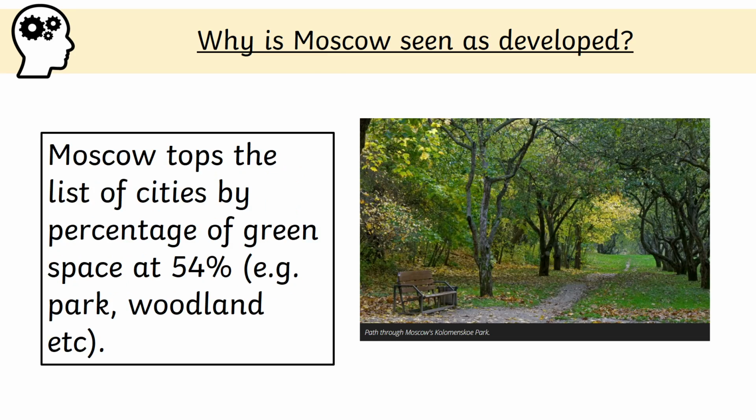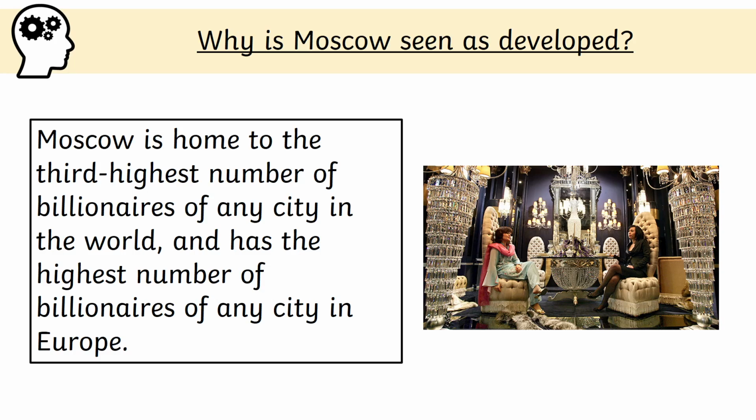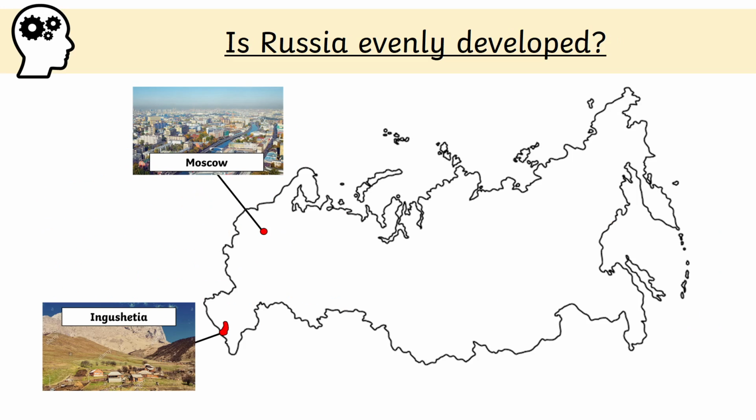Moscow tops a list of cities by percentage of green space at 54%. This includes parks and woodland. Moscow has an air quality score of 27 out of 300, compared to 224 out of 300 in Jinghong, China. If we look at the chart, we can see that 27 is counted as good air quality, but 224 is very unhealthy. Moscow is home to the third highest number of billionaires of any city in the world, and has the highest number of billionaires of any city in Europe.